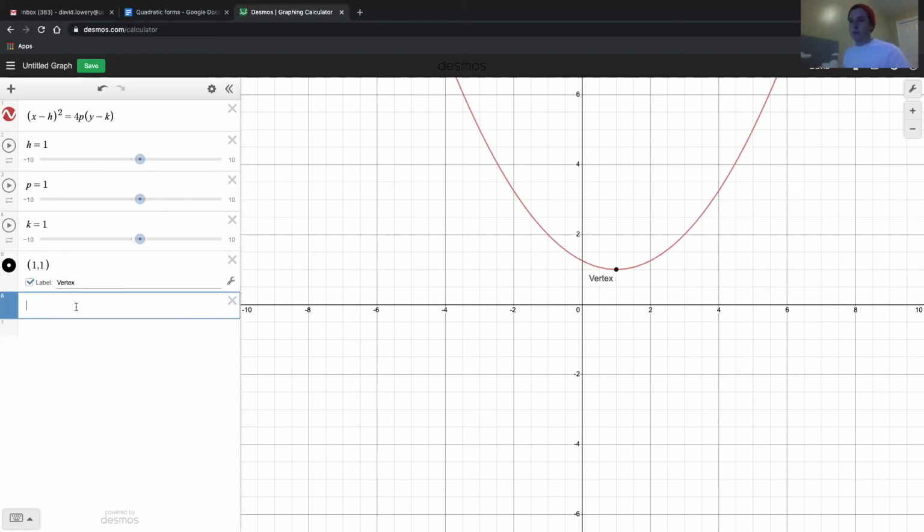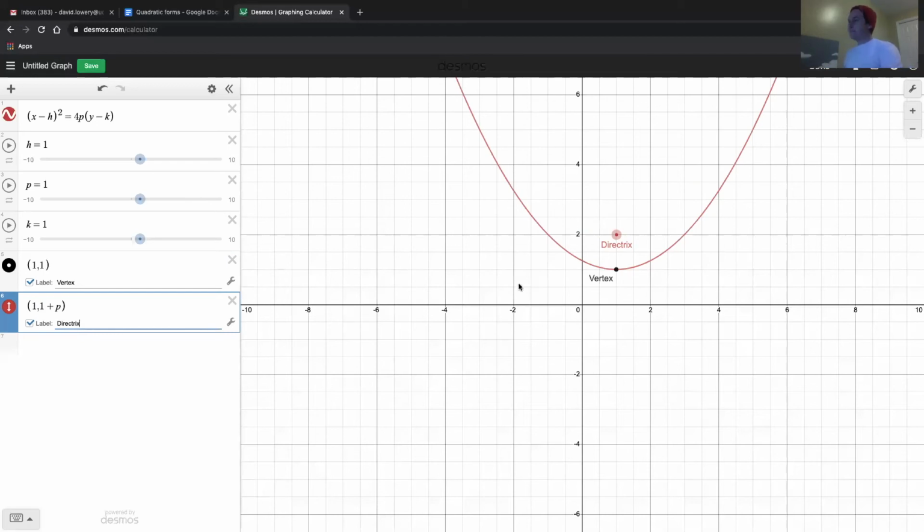And then I'm going to grab another point that's similar. I'm still going to do this (1, 1), but just check out how tricky this is. The focus is going to go up here somewhere, right? It has to be above the vertex. So I'm going to take the y coordinate of the vertex and add whatever the p value is. So p is 1 in this case, so I'm going to do 1 plus p, okay? And we're going to label this guy as the directrix.